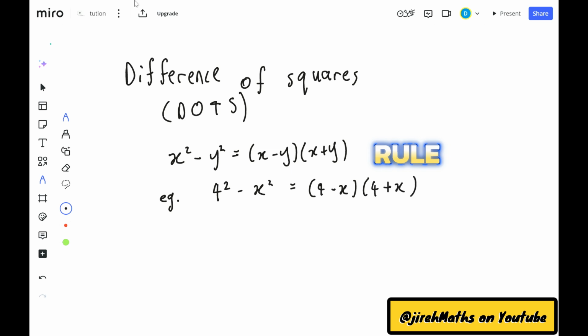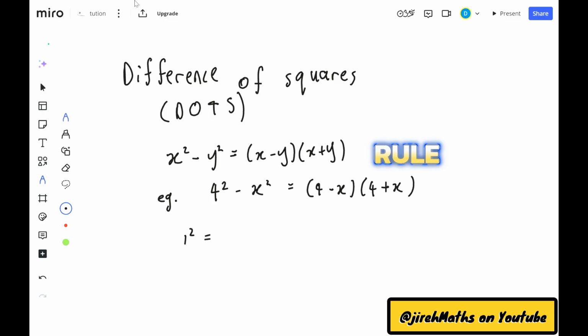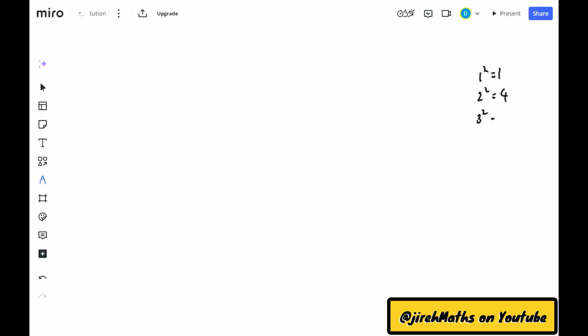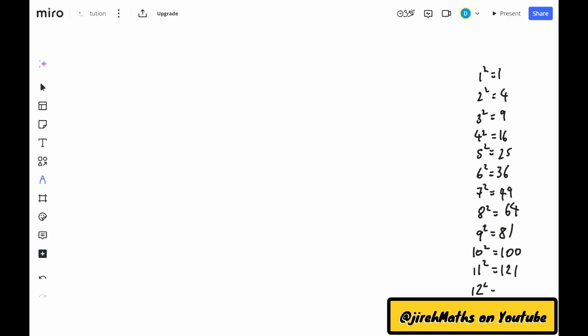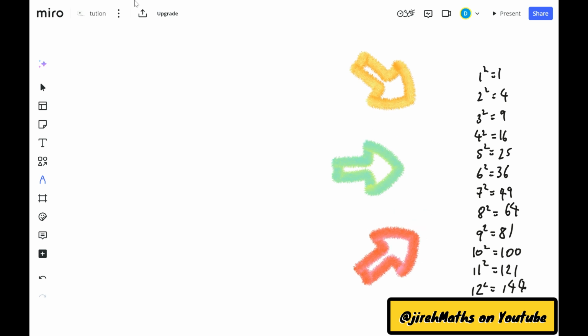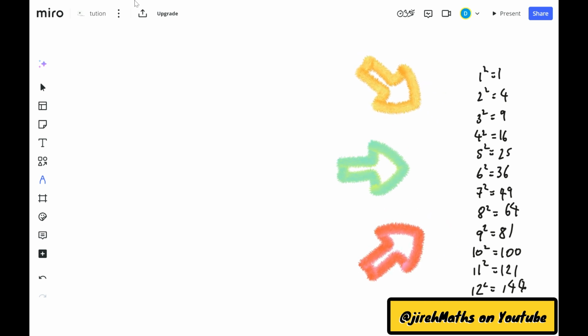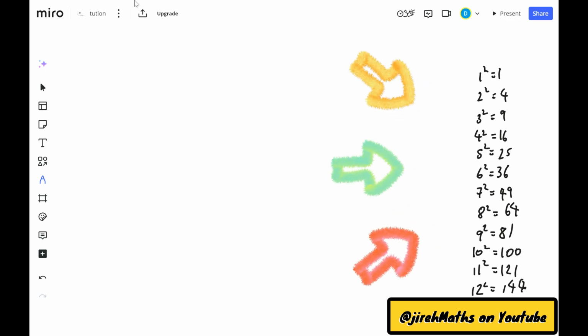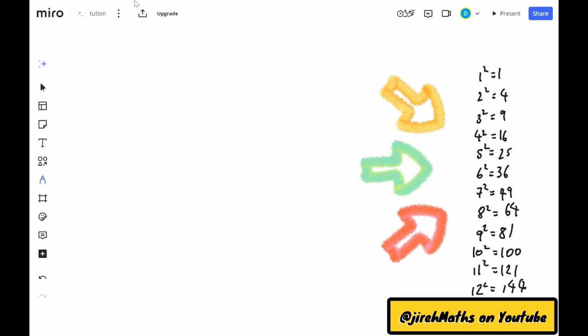In order to use difference of squares, we need to know what the square numbers are. So 1 squared is simply 1 times 1, which is 1. 2 squared is 2 times 2, which is 4. And in a similar manner, 3 squared is equal to 9. 12 squared is equal to 144. Memorizing this is very important and will help us not only in grade 10 but also grade 11 and 12, as well as at university.